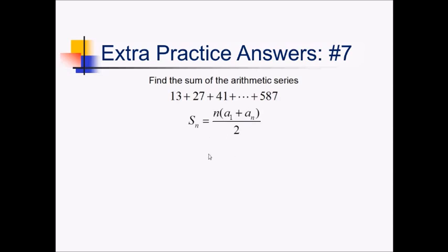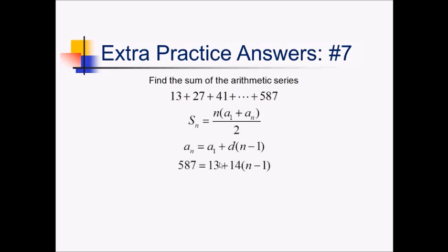So I'm going to use my nth term formula, a sub n equals a1 plus d times (n minus 1), in order to work backwards and find that missing n value. That means I need to know an, a1, and d. Well, a sub n is 587, equals a sub 1, which is 13, plus the common difference, which is just second minus first term, so 27 minus 13 is 14, all that times (n minus 1).